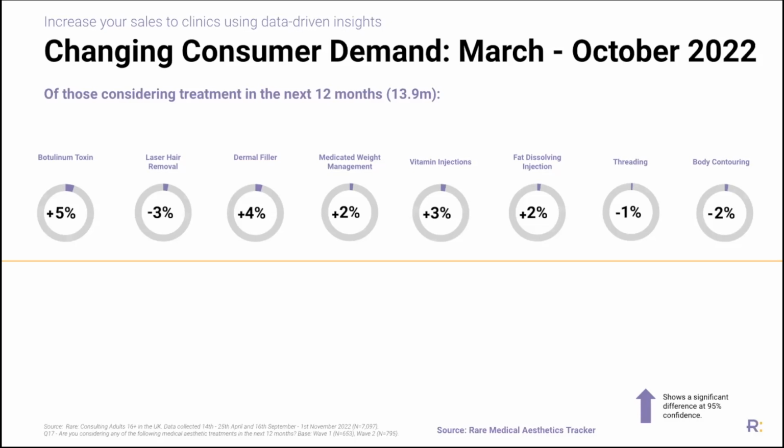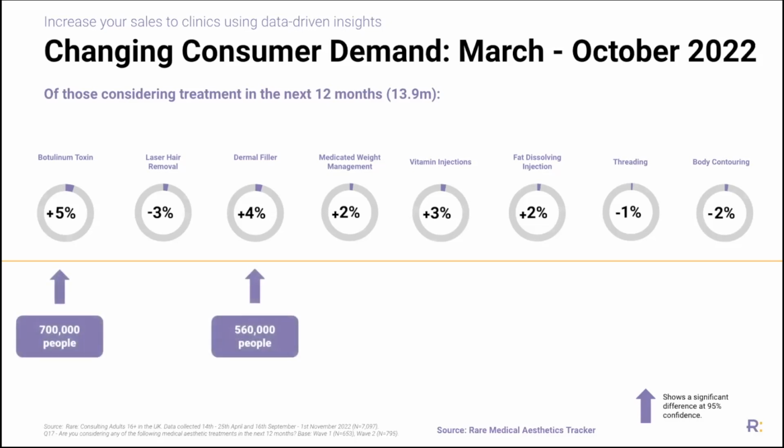But I guess to give you context, that 5% probably doesn't really mean much if you don't know where it's moving from and to. That increase in demand for botulinum toxin is a shift from 30% of those who are considering treatment to 35%. And for dermal fillers, that's an increase from 23 to 27%. So they're not insignificant numbers at all.